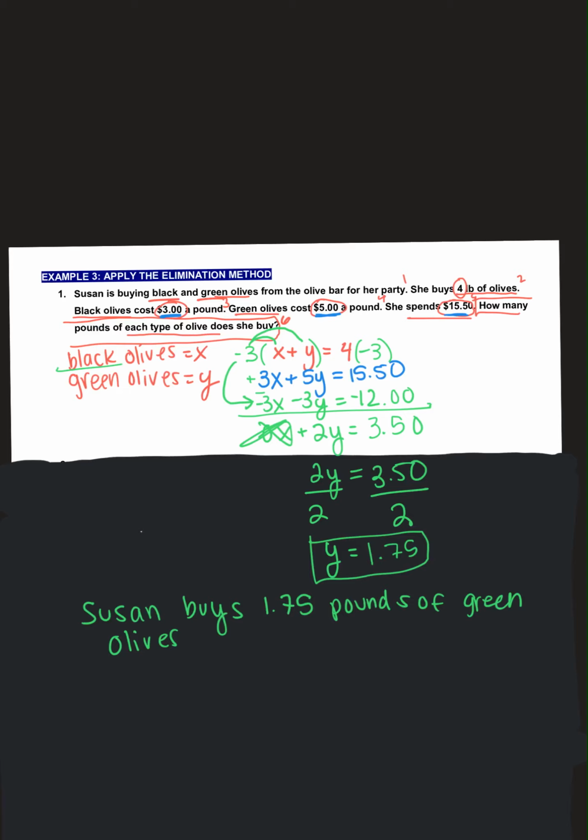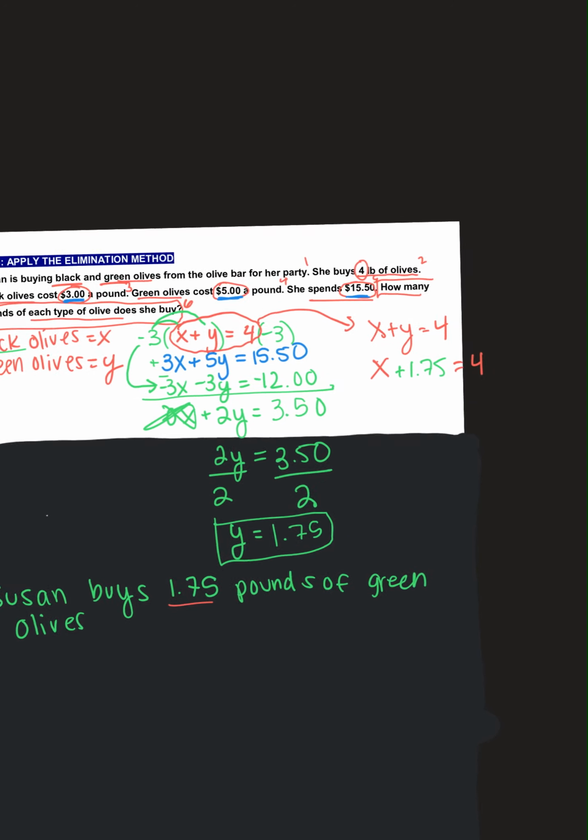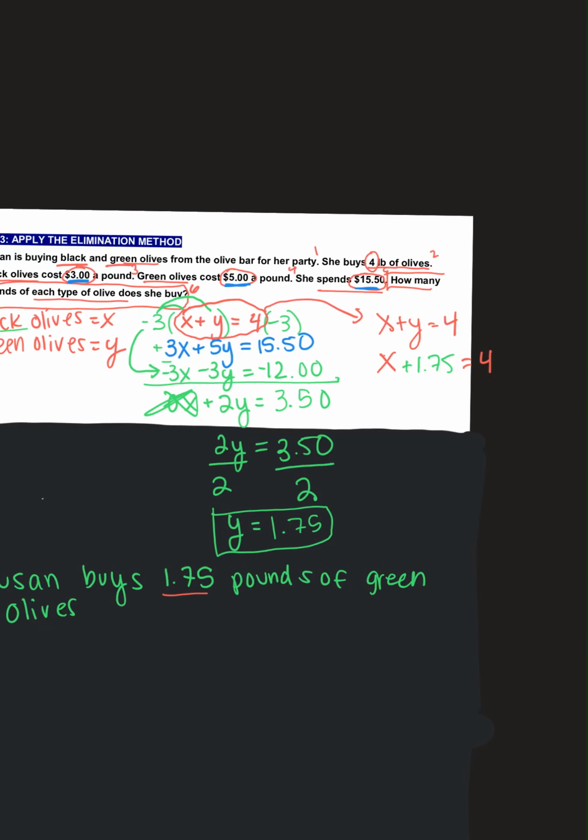So we're going to go up to the first equation just because that's my favorite one. You are more than welcome to choose the second one if you'd like. So we're going to come back up here to this x plus y equals 4. And instead of writing y, we're going to put this 1.75. So I get x plus 1.75 equals 4. And now let's subtract 1.75 from either side. So I get x, because this cancels, equals, now this is 4.00, so just for place value.